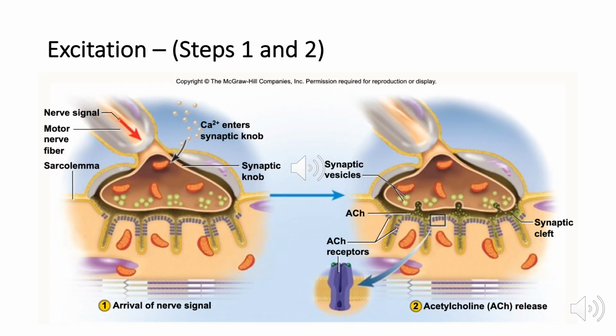The first step is the arrival of the nerve signal. A nerve signal arrives at the synaptic knob and opens the voltage-gated calcium channels. From here, calcium ions enter the synaptic knob. The calcium ions stimulate the synaptic vesicles to release acetylcholine into the synaptic cleft. One action potential causes exocytosis of about 60 vesicles, and each vesicle releases about 10,000 molecules of acetylcholine.